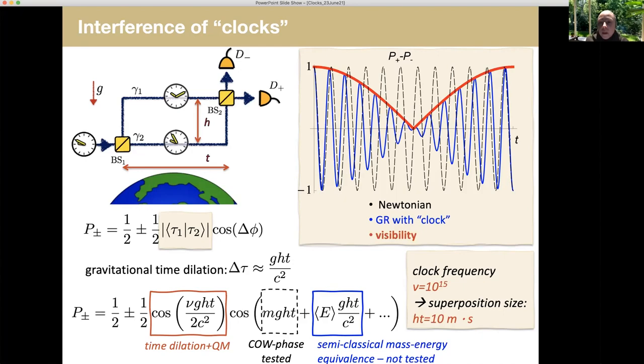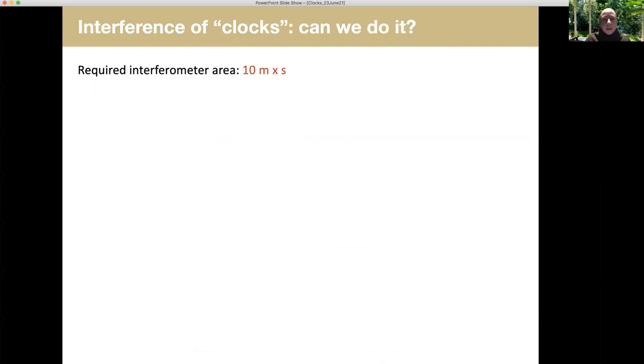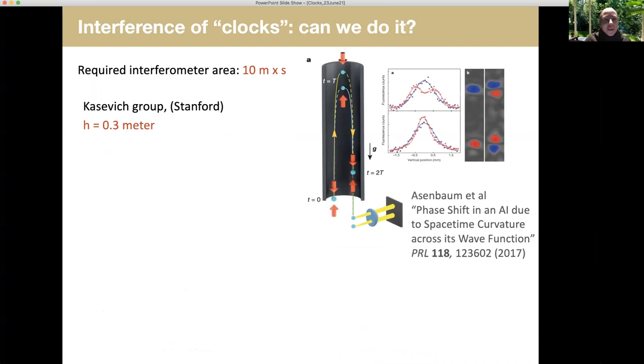And so the thick red line just tracks the visibility itself, and the full interference pattern is given in blue. And so, can we do it? Obviously, I guess it will be clear that it's challenging. So just to highlight some independently chosen records.